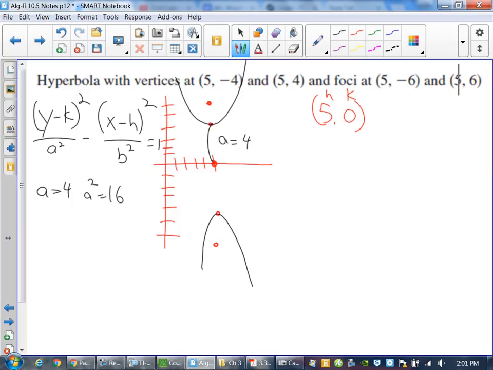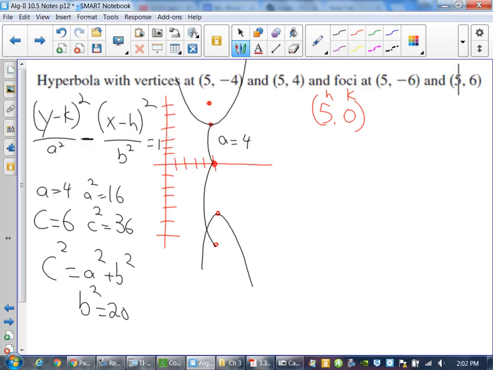The distance from your center to the foci is your C value. So that means my C value in this case is 6, so C squared is 36. Well, a hyperbola has a subtraction between the two, which means the C squared is found by adding them together. I hope you've caught on to the relationship with that by now. So 16 plus what is 36? So B squared is 20. I now have enough info to write my answer.